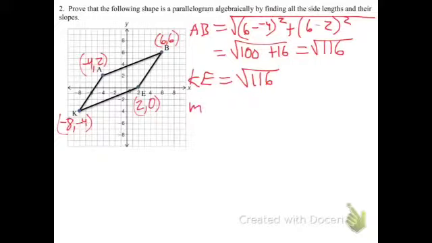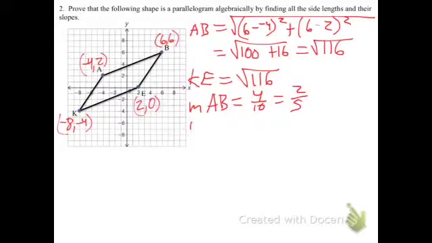I'm going to use M to represent slope, so the slope of AB. Well, to get that, you just need to get rise over run. The rise is 1, 2, 3, 4. And the run is 1, 2, 3, 4, 5, 6, 7, 8, 9, 10. So you're looking at a rise over run of 4 over 10, which reduces down to 2/5.